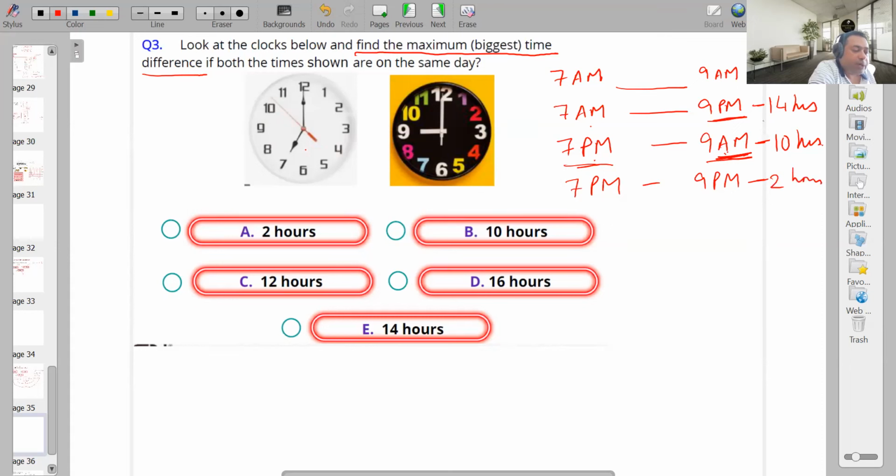So we see that the largest time gap is 14 hours. If this one is in the morning and this one is in the night, or rather evening, then the time difference is the maximum, which is 14 hours. So the correct answer is option E, 14 hours. Let's move to the next question.